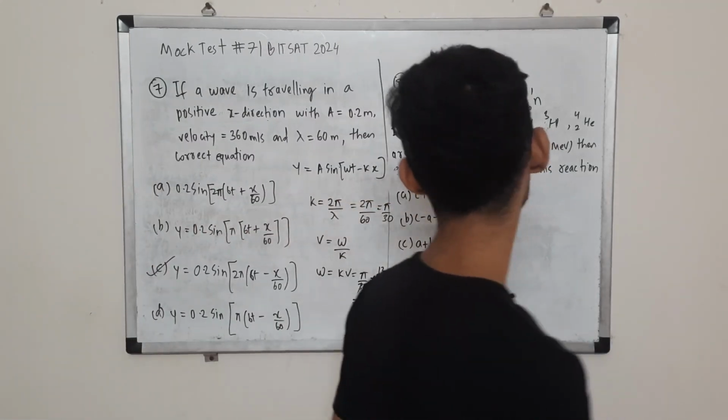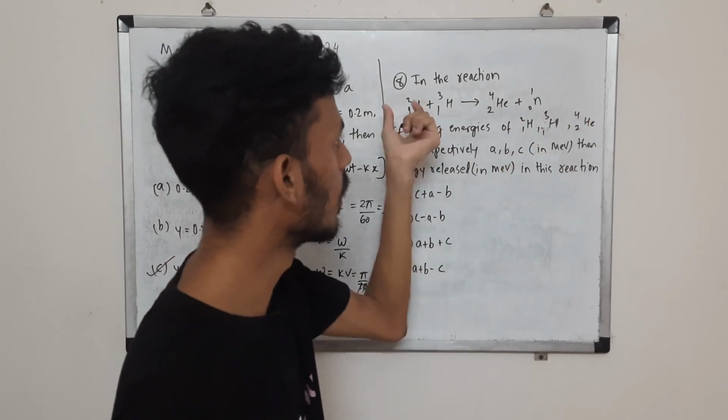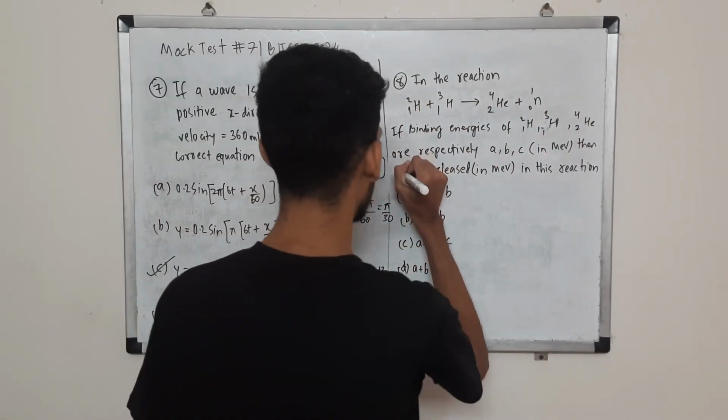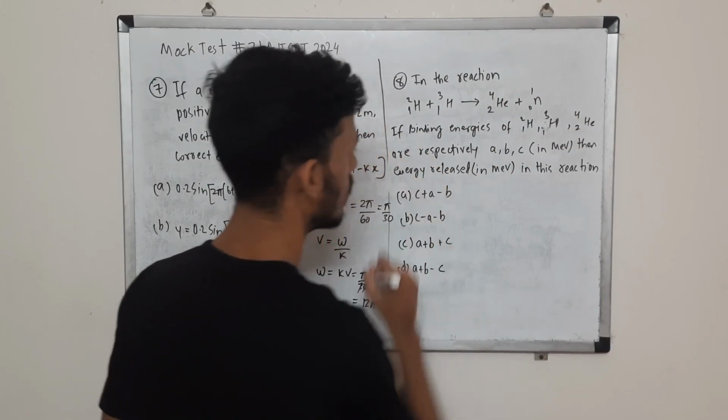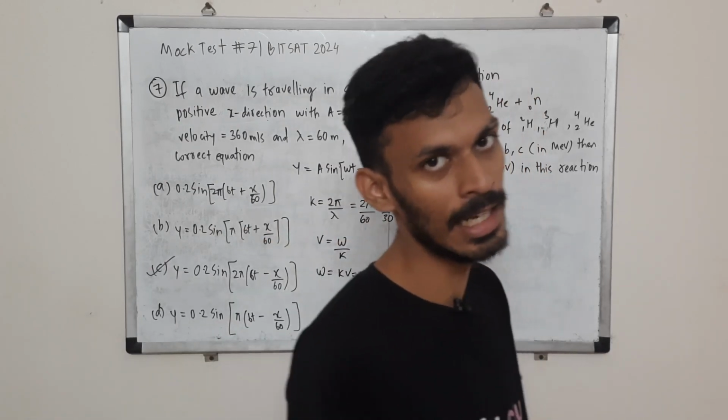Let's move to this one. Here we have been given a reaction. The binding energies of this, okay, 1, 2, 3 respectively are A, B, C. You are supposed to tell what is the energy released in this process, okay. Of course, it will be in the form of difference in the binding energies, right?